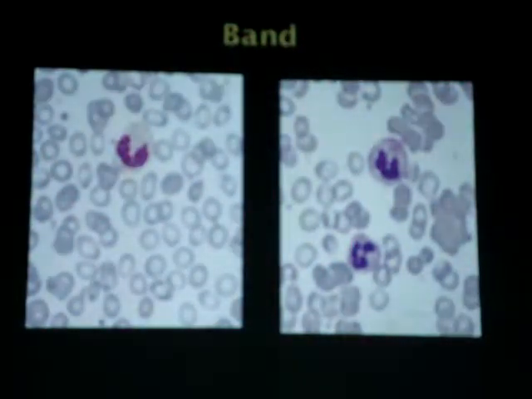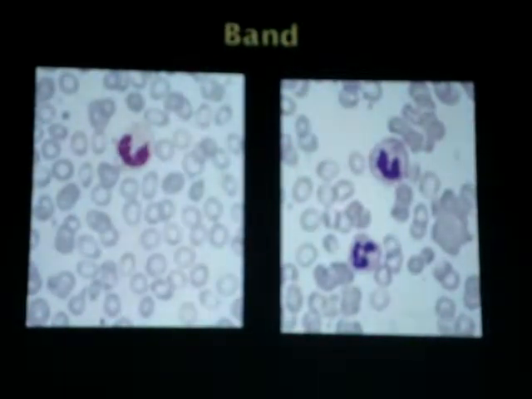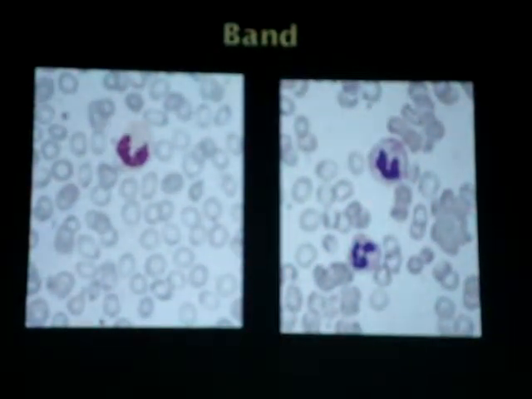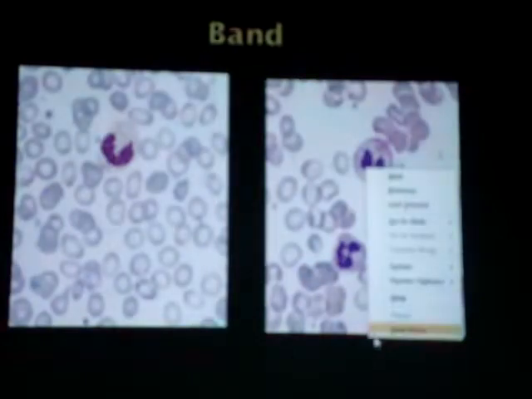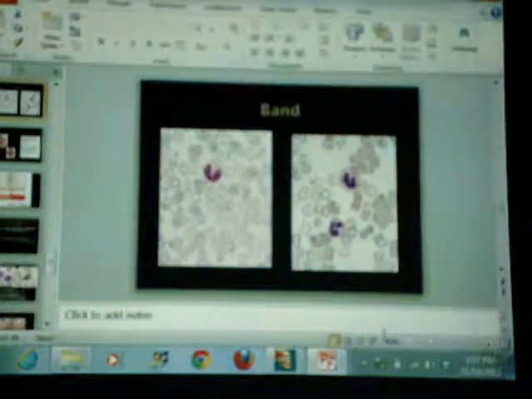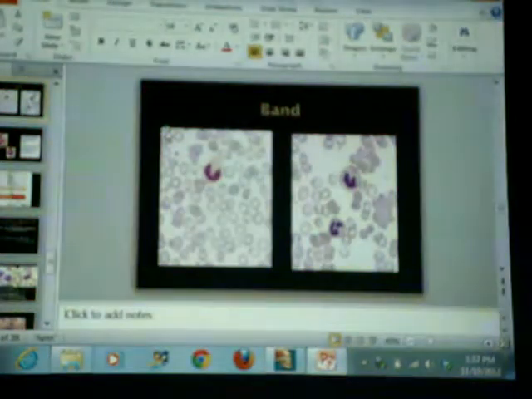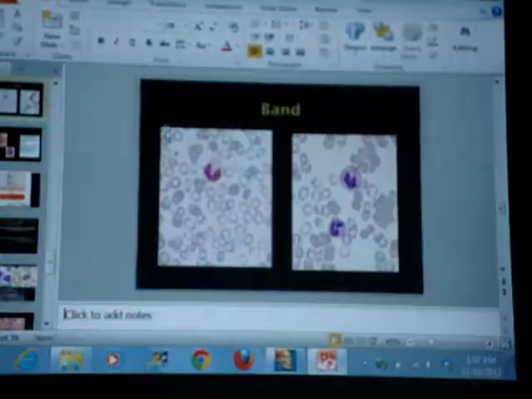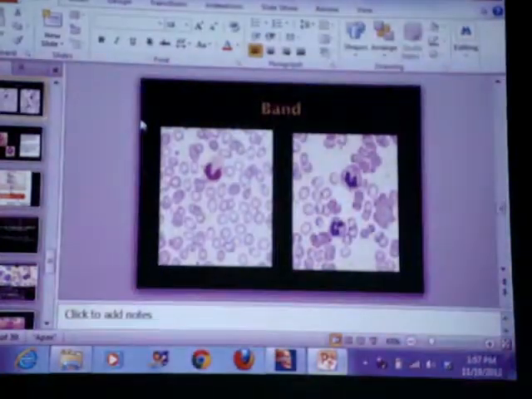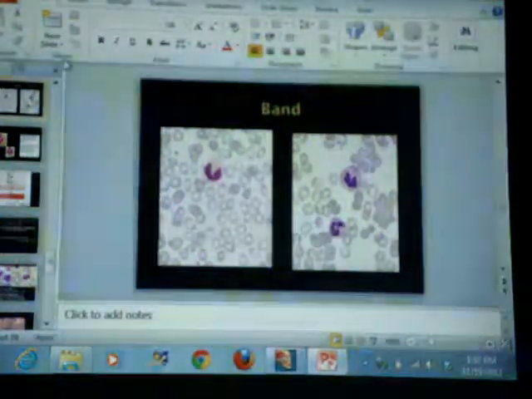Do you have a bone marrow aspiration biopsy smear in your box? Would you like to have a copy of this presentation? Yes, I'll just paste it on... Just paste it on your desktop.